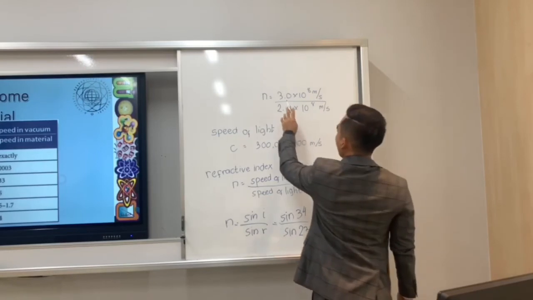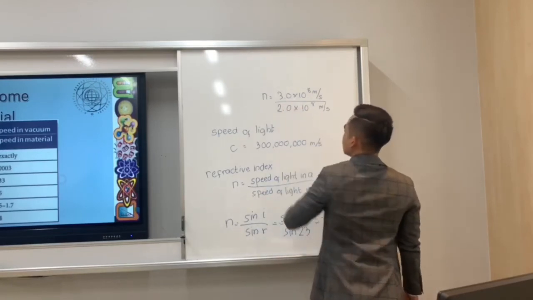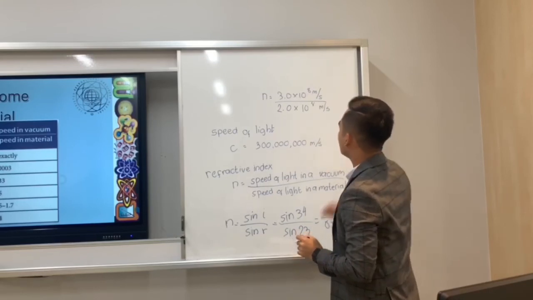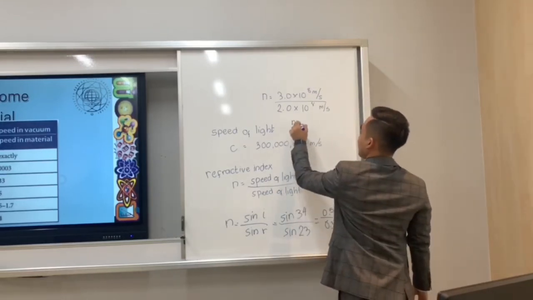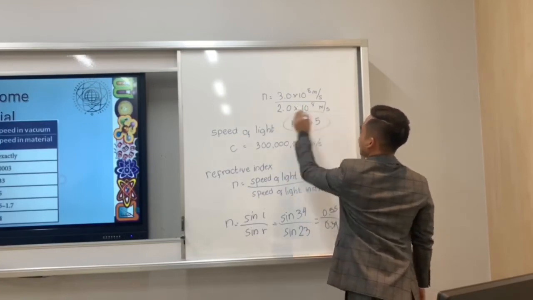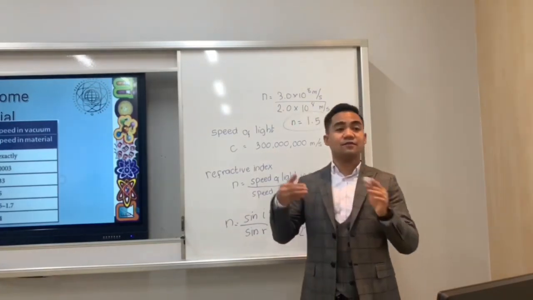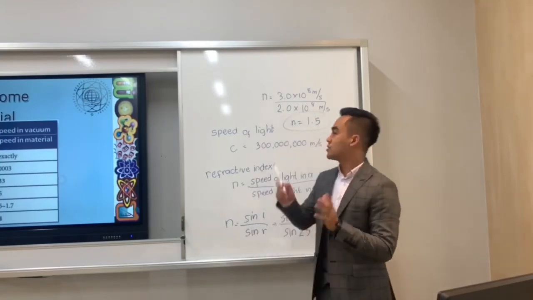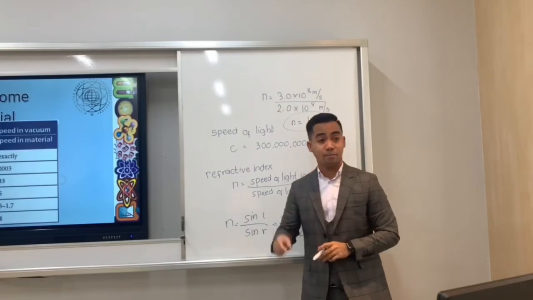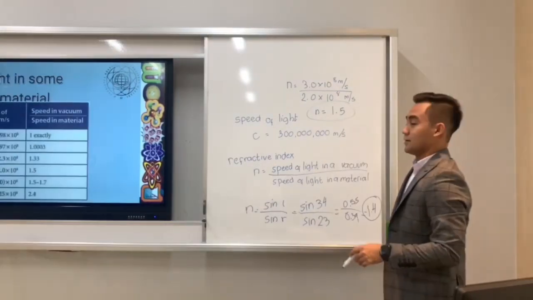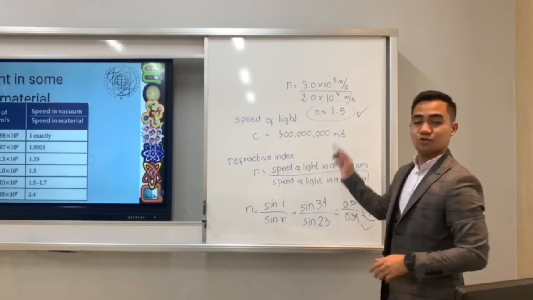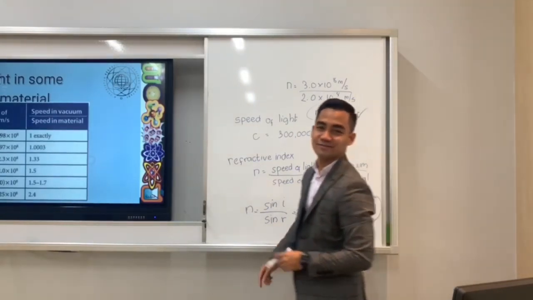Let us divide 3.0 times 10 to the 8 meters per second by 2 times 10 to the 8 meters per second. This will give you 1.5. Therefore, the refractive index of a perspex whose speed of light is 2.0 times 10 to the 8 meters per second will be 1.5. As you can see, it's pretty close: 1.5 and 1.4.